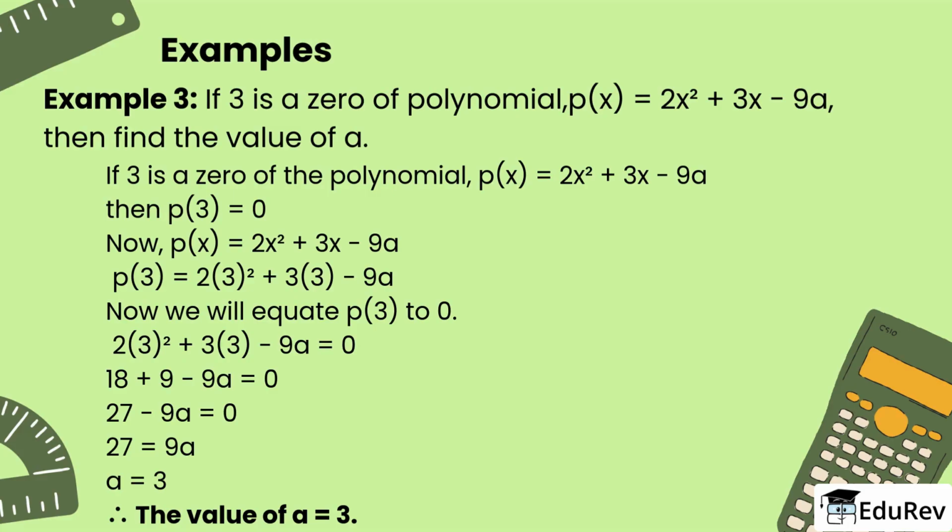Simplifying step by step, p of 3 equals 2 times 9 plus 3 times 3 minus 9a. P of 3 equals 18 plus 9 minus 9a. Now we equate p of 3 to 0. 18 plus 9 minus 9a equals 0. 27 minus 9a equals 0. Solving for a, 27 equals 9a. A equals 3. Therefore, the value of a is 3.